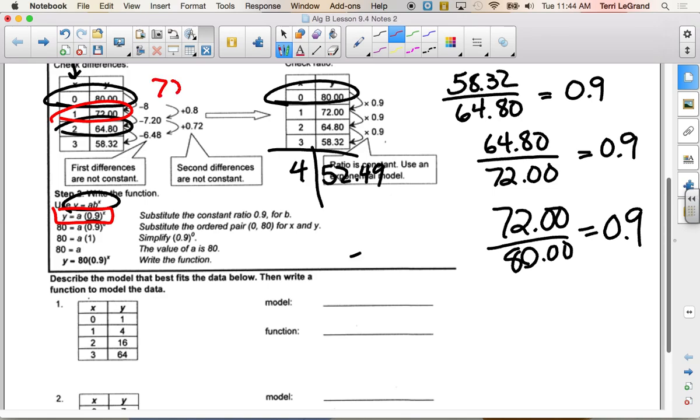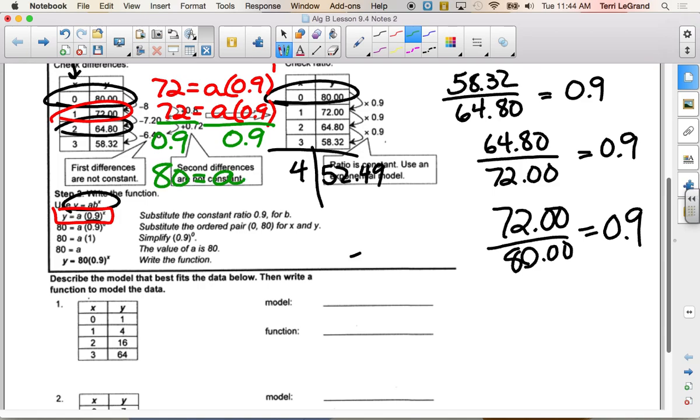So we're going to put 72 in for y, and we're solving for a, 0.9, we're going to put 1 in for x. What is 0.9 to the first power? 0.9, okay? So now we have a times 0.9. What do we have to do to get a alone? Divide by 0.9. So we'll divide both sides by 0.9, and is 72 divided by 0.9 80? So we would get 80 equals a.